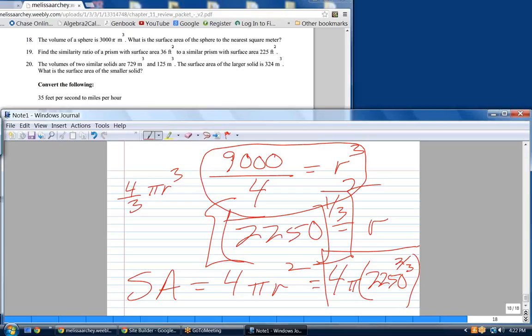I got a calculator here. It's my smartphone. My other calculator broke. 2250 raised to the 0.66 power. That's another way I can do it. I get 163. Is that what you got? I got 171.